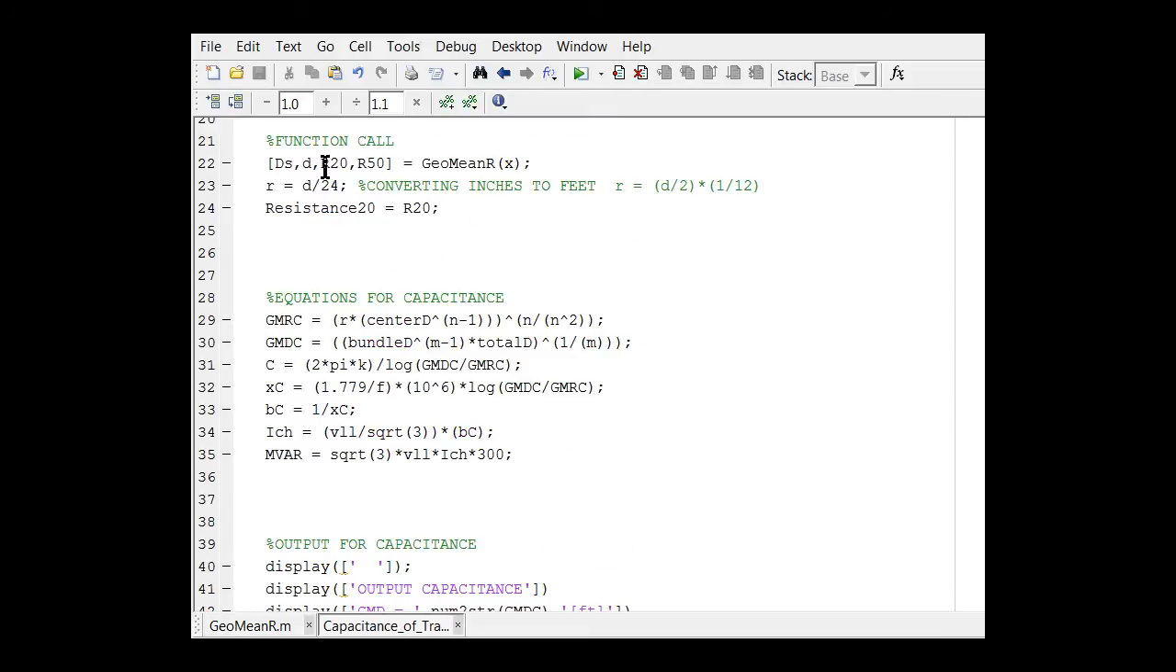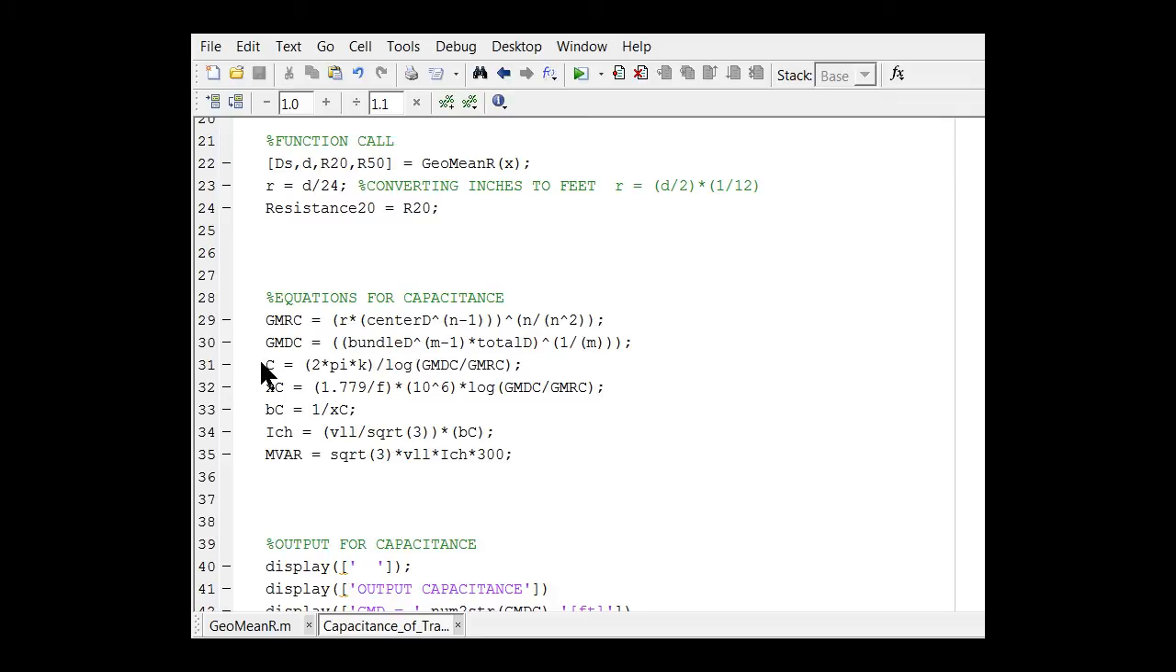Now we're using two of the outputs from the function. One is the diameter of the conductor, and the other is the resistance at 20 degrees Celsius. With the diameter of the conductor, we take into account the radius, where we divide by 2, and since we're going from inches to feet, we do the conversion here. Now going into our equations from our previous slide, we have our geometric mean radius, composed of the radius times the distance between the conductors, and we have our geometric mean distance, composed of the bundle distances between the phases, phase 1 to 2, 2 to 3, and 3 to 1.